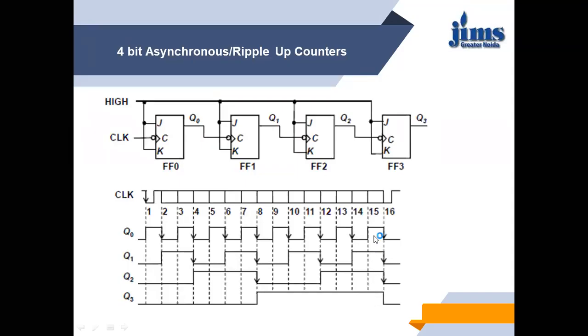Then the output automatically changes to 0, 0, 0, 0, that is 0. So it starts with 0 and goes up to 15, and after 15 the next state will be 0. So this is how our ripple counters are designed.